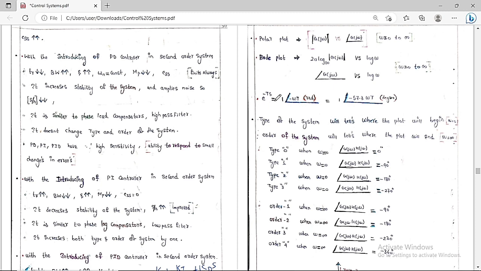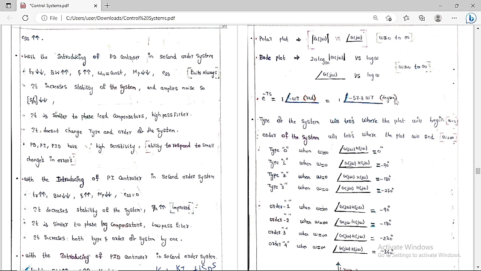Now the next concept: I already told you that for e to the power of minus Ts, the magnitude is always 1 and the phase angle is minus omega T radians. This is in terms of radians, but if you want it in terms of degrees, then it is 1 at an angle of minus 57.3 omega T degrees. I've already proved this also.